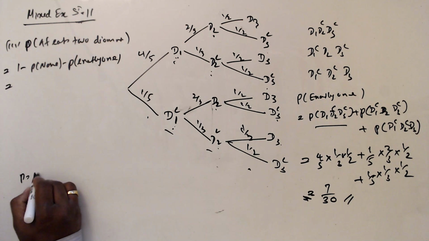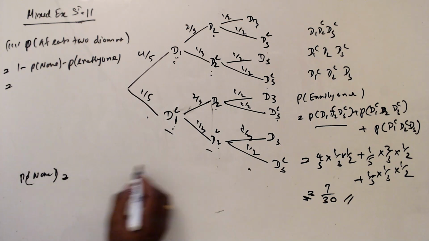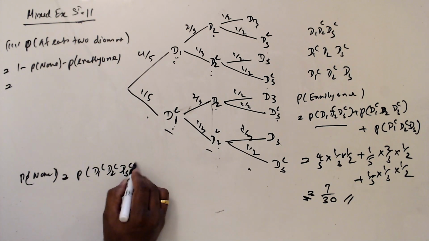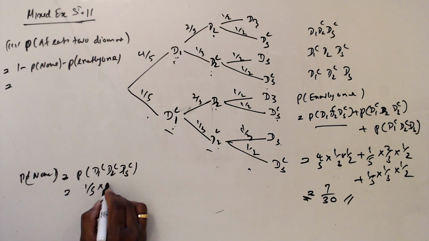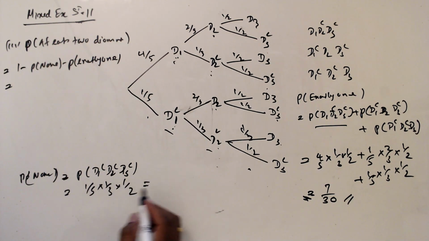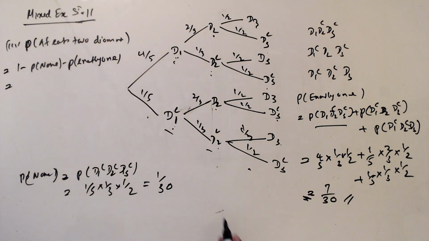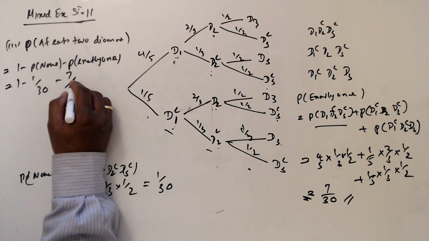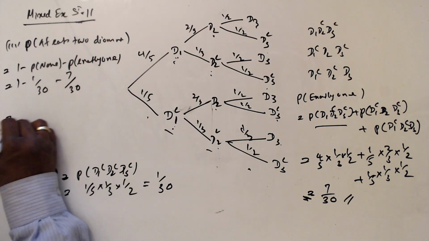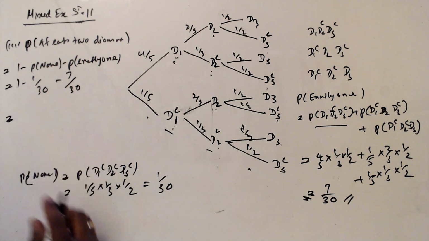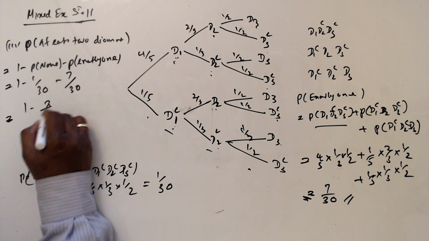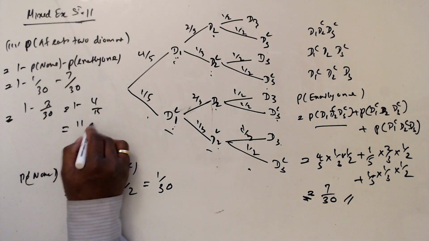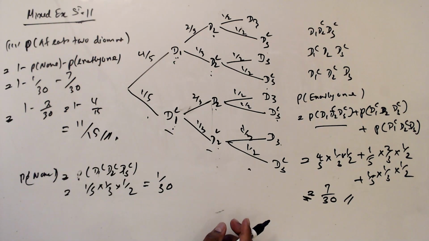The probability of none is the probability of D1 complement, D2 complement, D3 complement. That is 1/5 times 1/3 times half. That is going to be 1 out of 30. 1 minus 1 out of 30 minus 7 out of 30. So this is going to be 1 minus 8 out of 30. It means 1 minus 4 out of 15. So 11 out of 15.